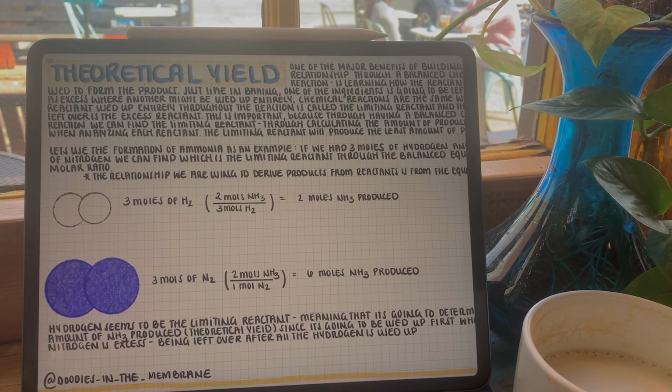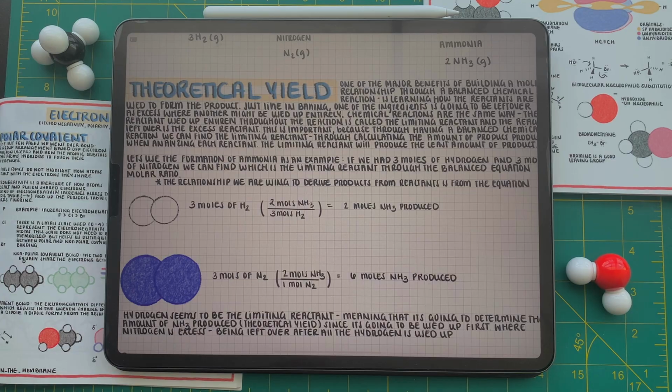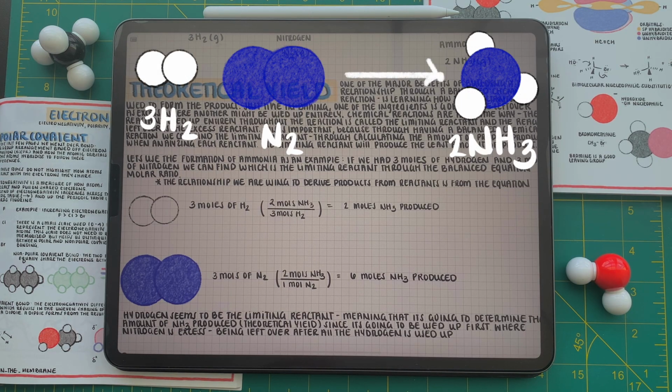In our set example, we could take our starting 3 moles of hydrogen and multiply it by a ratio of 2/3, 3 moles of hydrogen to 2 moles of ammonia, from our balanced equation, to know the amount of ammonia it would produce, and perform the same step with nitrogen. Multiply 3 moles of nitrogen by 2 since the relationship of nitrogen to ammonia is 1 mole of nitrogen to 2 moles of ammonia.